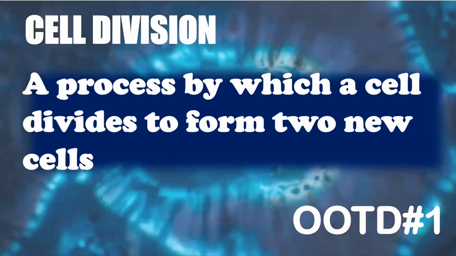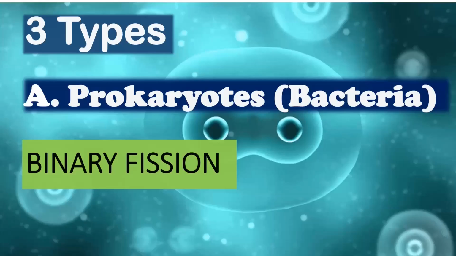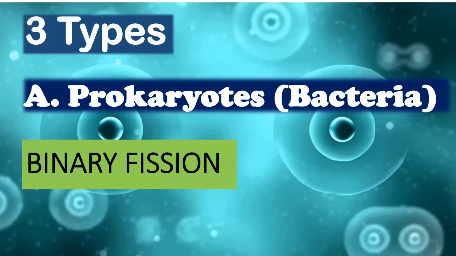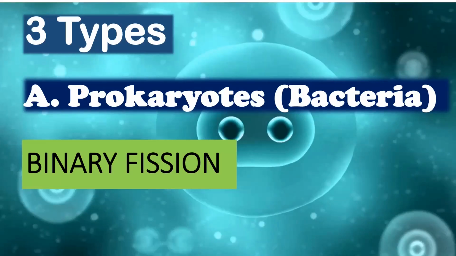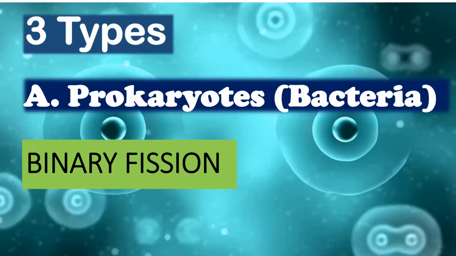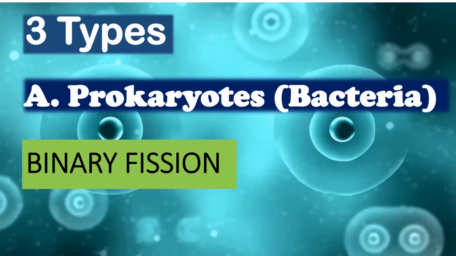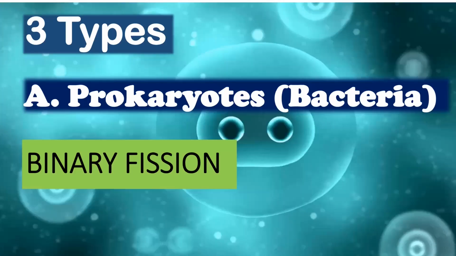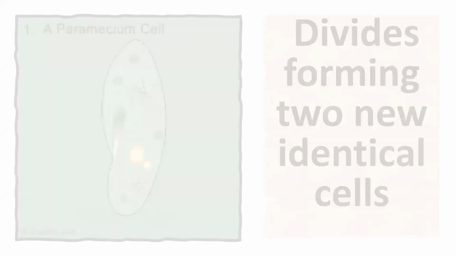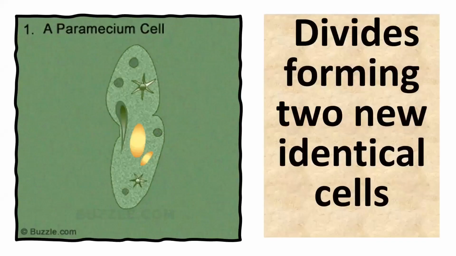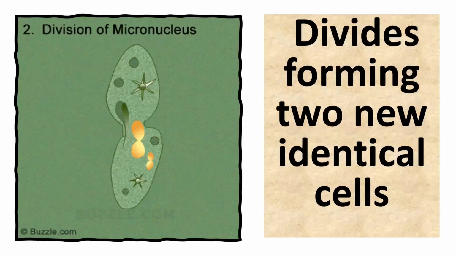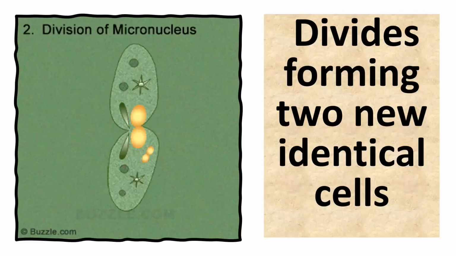Cell division is a process by which a cell divides to form two new cells. There are three types actually. In the prokaryotes or bacteria, they have binary fission. And we have two for the eukaryotic, and those are mitosis and meiosis. So to begin with, let's talk about the prokaryotes. They are dividing, forming two new identical cells.